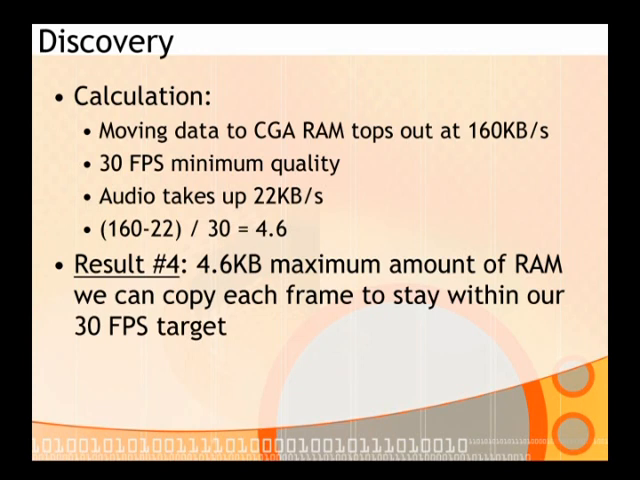So now we take all of our results and we figure out what's possible. We found out that moving data to CGA tops out at 160K, and 30 frames per second is our minimum acceptable quality. Audio takes up 22, so we subtract the audio from how much memory we can move into CGA, and we get 4.6. So our final result is 4.6K is the maximum amount of RAM we can copy each frame to stay within our 30 frames per second target.